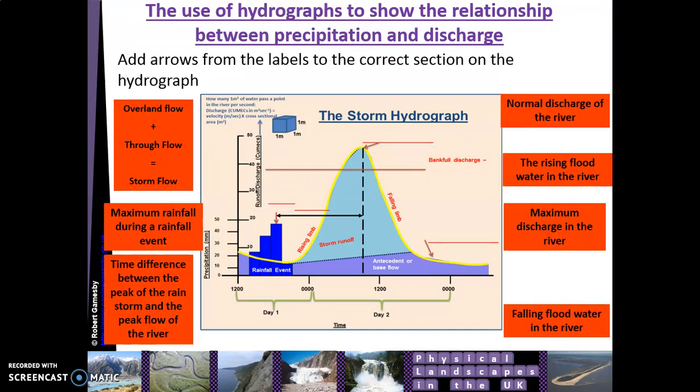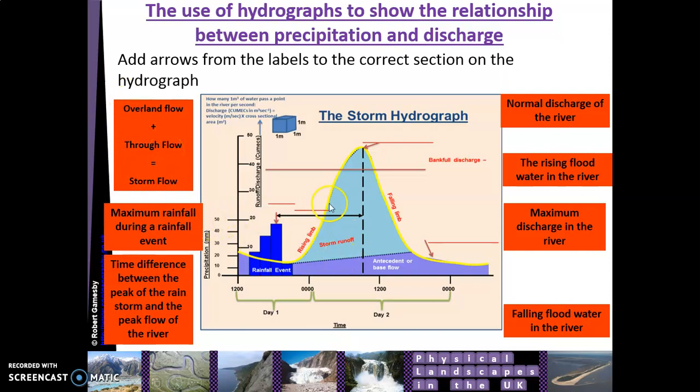So hydrographs show a number of different things. Overland flow plus through flow equals storm flow, and this is your storm flow here. So the light blue, or the storm runoff, is the amount of water that is more than the river would normally have in it, and that's anything that's above the base flow, up to the rising limb. You never normally have to work out the storm flow.